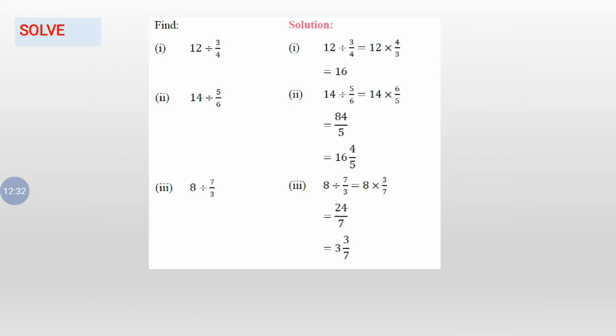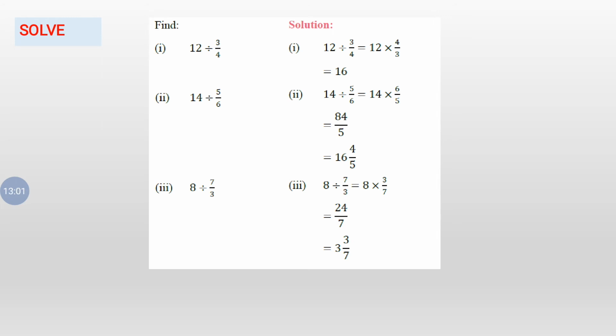So 12 divided by 3 by 4. 12 is a whole number. How will you convert it to a fraction? The denominator is considered as 1, so 12 by 1. So 12 by 1 divided by 3 by 4. The first fraction is 12 by 1, and the second fraction is 3 by 4.